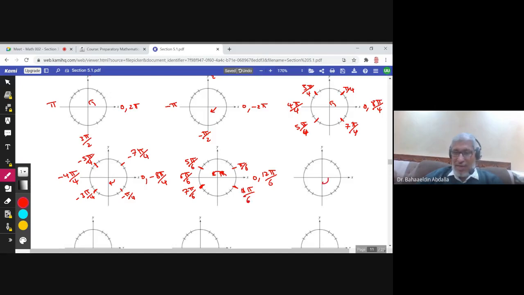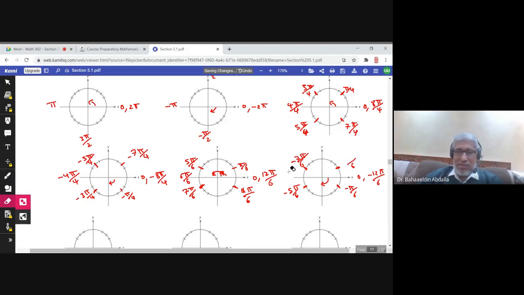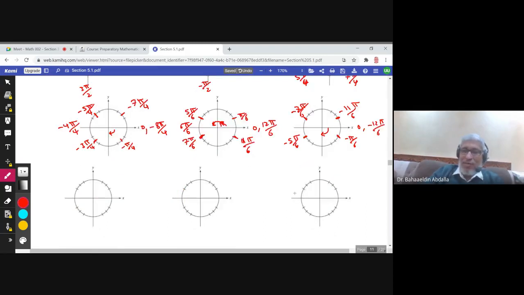If you go in the negative direction, this would be 0. This is negative pi over 6. This is negative 5 pi over 6. This is negative 7 pi over 6. And this is negative 11 pi over 6, because this is negative 12 pi over 6. Let me rewrite this so you understand it. Negative 11 pi over 6. All right. This is pi over 6.